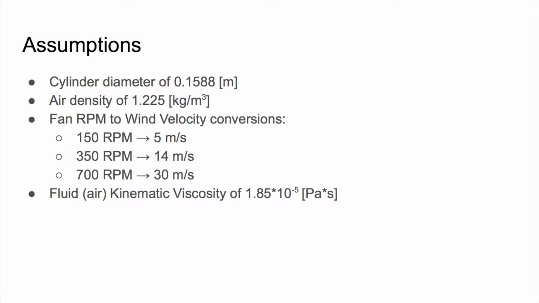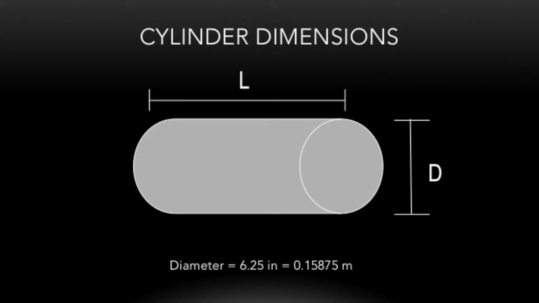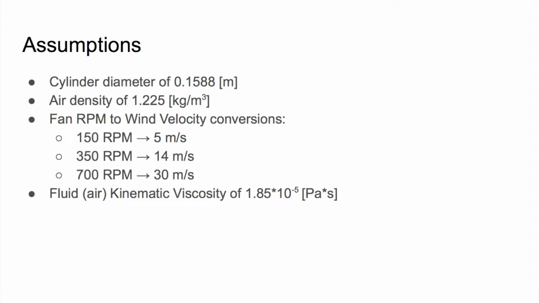Our group made a few assumptions, such as the cylinder diameter being 0.1588 meters, which is a conversion of 6 1/4 inches to meters. We also assumed that the density of air during these tests was 1.225 kilograms per cubic meter. We also assumed that 150 RPM corresponded with 5 meters per second, 350 RPM with 14, and 700 RPM with 30. We also took the kinematic viscosity of air to be 1.85 times 10 to the negative fifth Pascal seconds for our Reynolds number calculations.